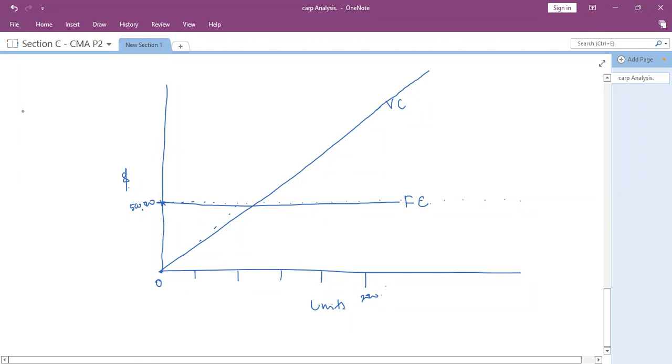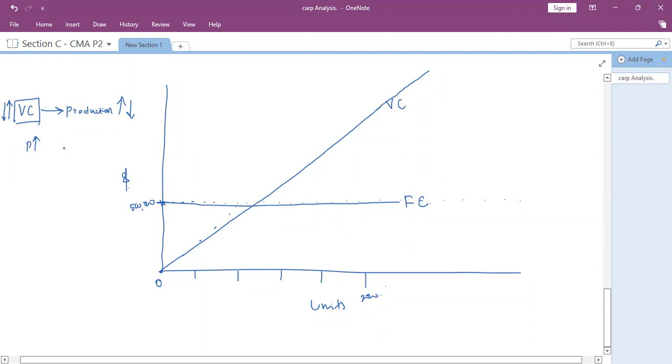So if we discuss now variable cost, it is related with production. If production increases, what will happen? Variable cost increases. If production decreases, what will happen? Variable cost decreases. If production is increasing, which variable cost will increase?